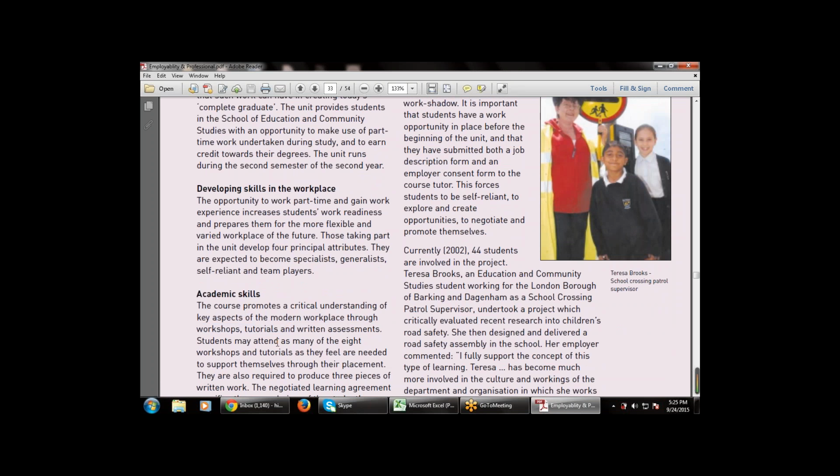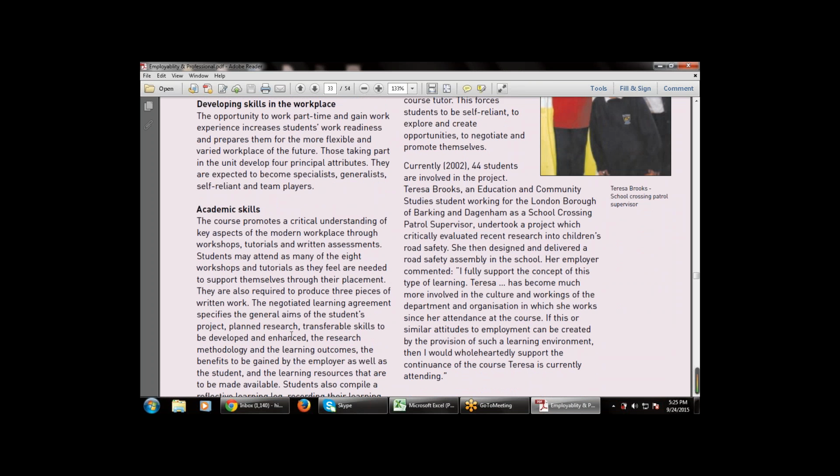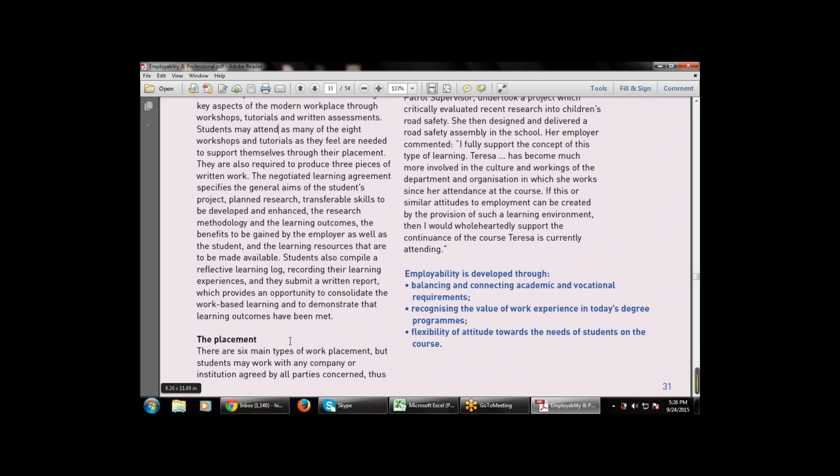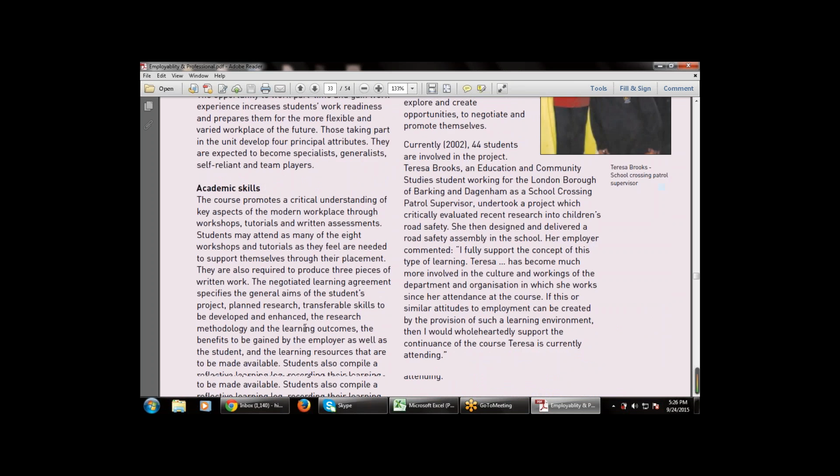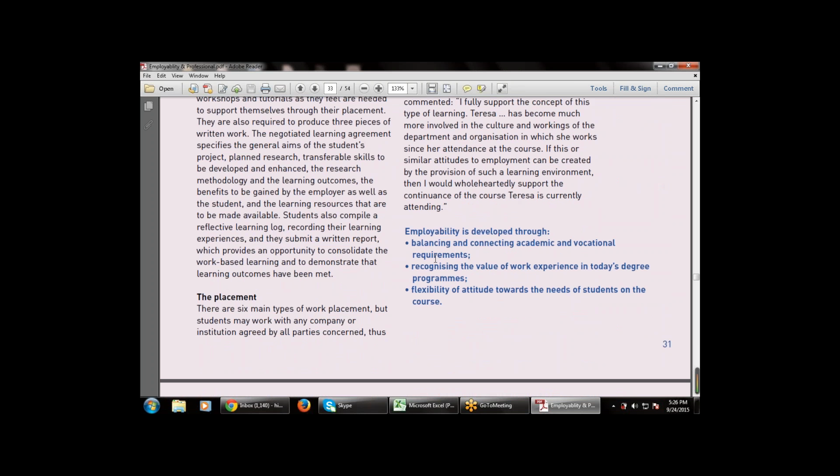Students may attend the seminar of the workshop, which is also part of the academic skills. Then there is the placement. There are six main types of work placement, but students may work with any company or institution agreed by the parties concerned, and there will be a placement cell attached to the university. Employability is developed through balancing and connecting the academic and vocational requirements, so a proper balance must be maintained between them.